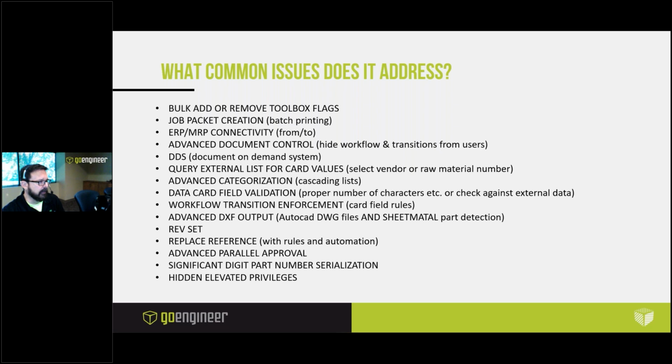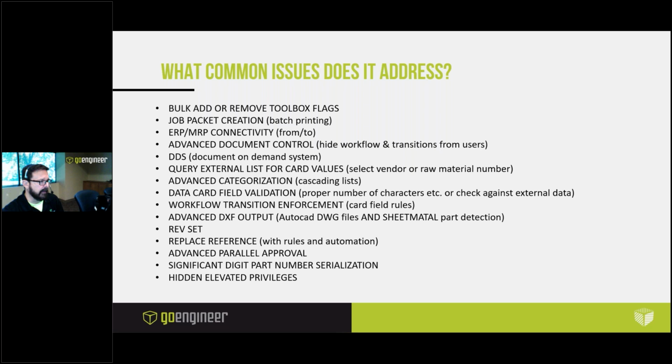I think the one that you could all identify with is the second bullet point, job packet creation or batch printing. So that's a capability. You can right click on a top level assembly and say, give me job packets, and it'll go down through the hierarchy, find all the parts and subassemblies that have approved drawings, and then create one multi-page PDF that is that job packet that you can give to the shop, okay? So that's a request that we got over and over and over again, and every company has a little bit different flavor or a little bit different way they want it handled, but that's something that's built into GoExpress.